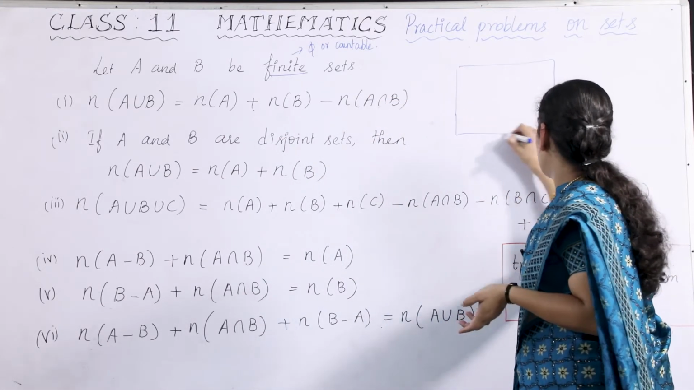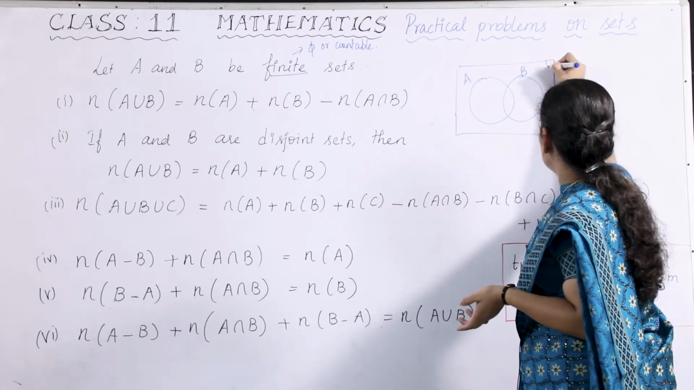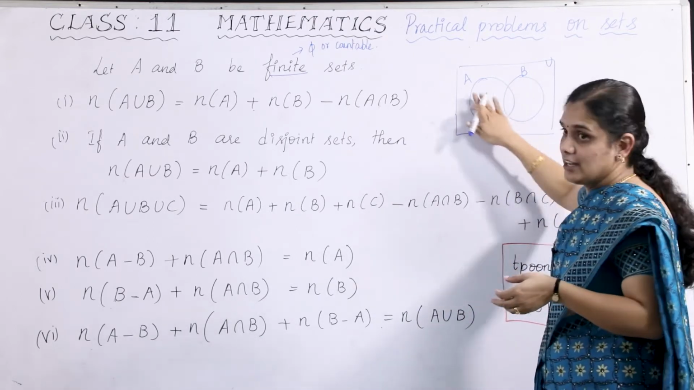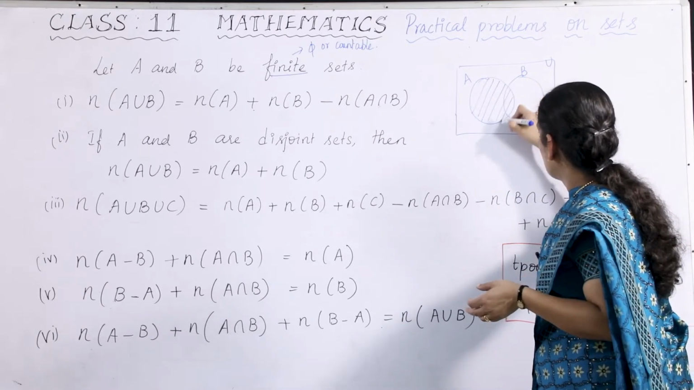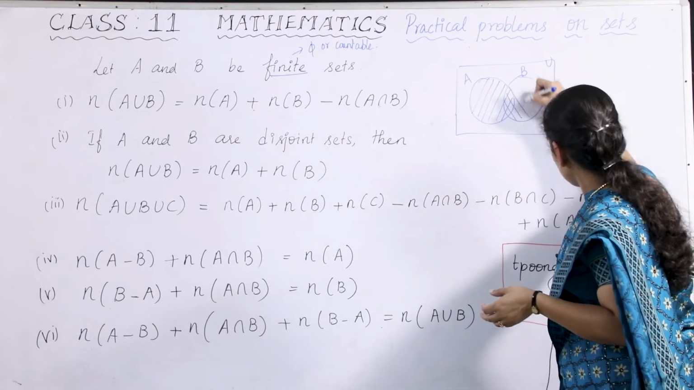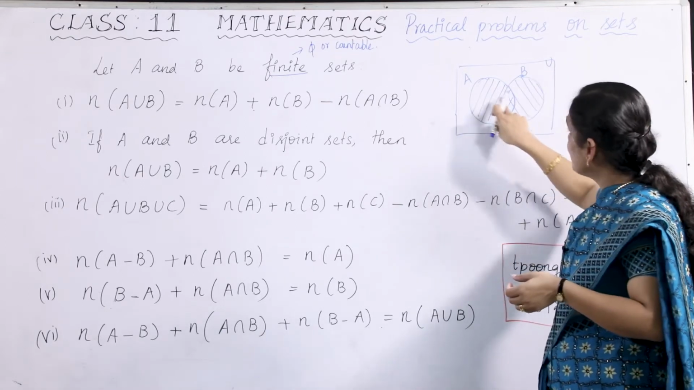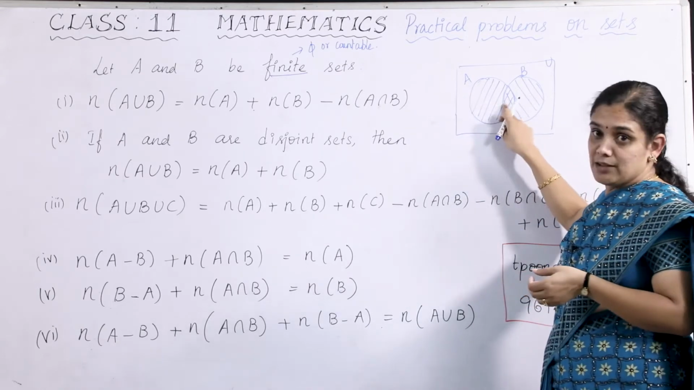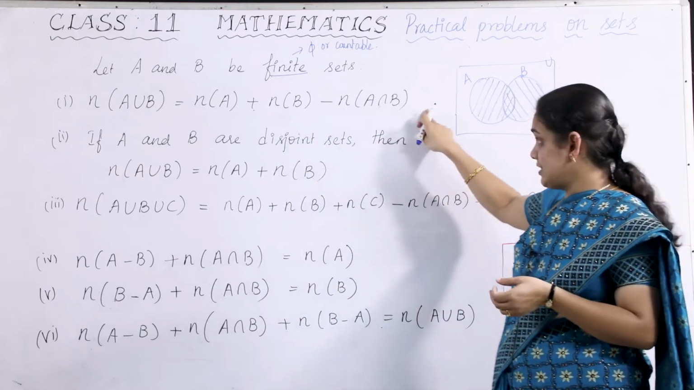I'll just show the Venn diagram for this. This is set A, set B, U. A union B is everything, right? All the elements here in A and B. So when we take n of A, it is this one. Then n of B again. If you see this portion, I have already included it with A when I counted the number of elements in A. So we cannot include those elements here when we count the number of elements in B. That's why we are subtracting n of A intersection B.